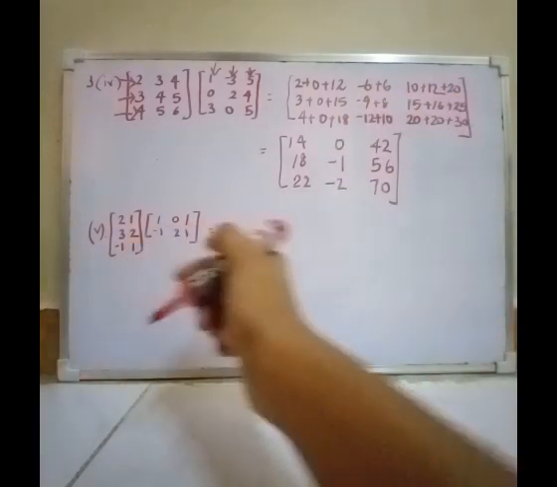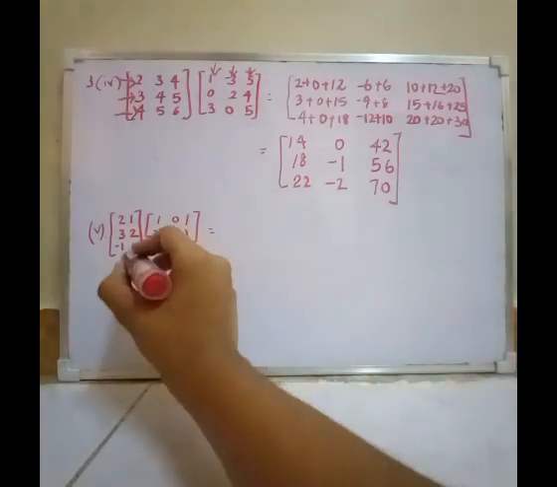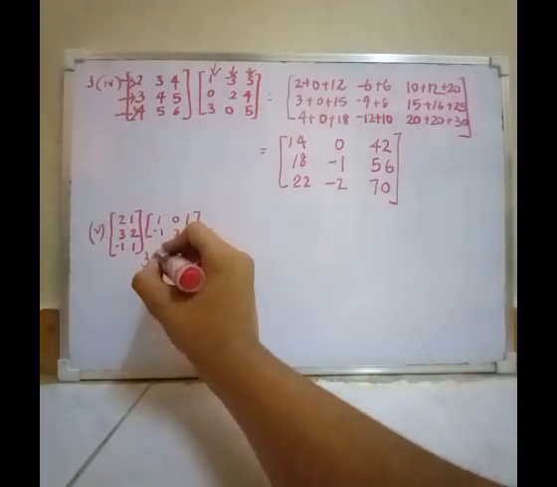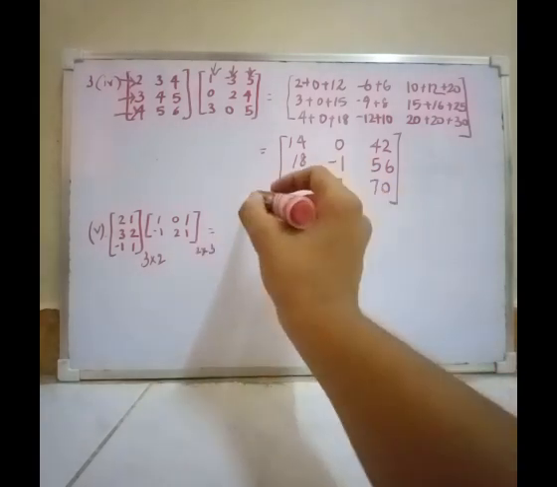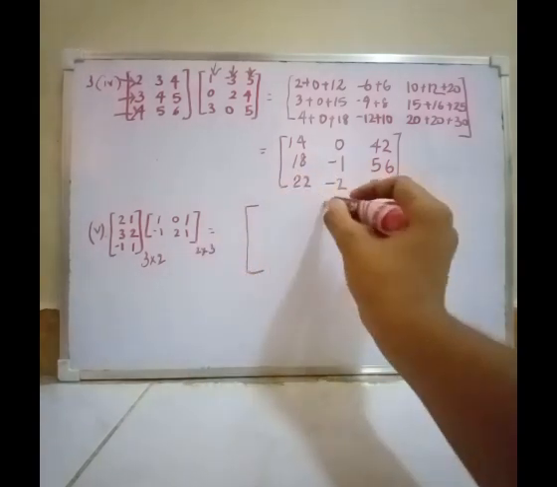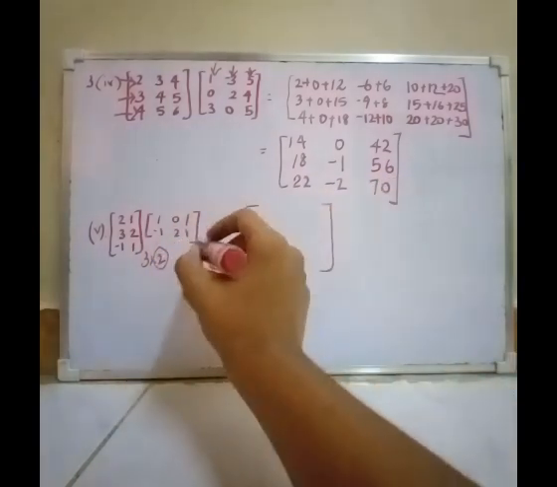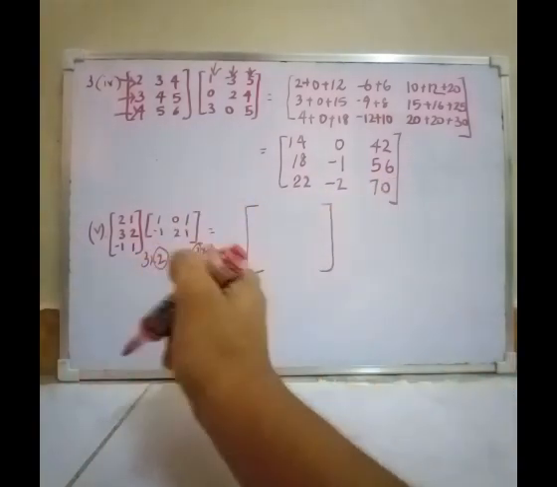Now going to the fifth part. If you check the order, it is 3 by 2 and 2 by 3, right? So final order of the matrix would be a 3 by 3 matrix, right? Whatever is there in between will go away. So 3 by 3 matrix.